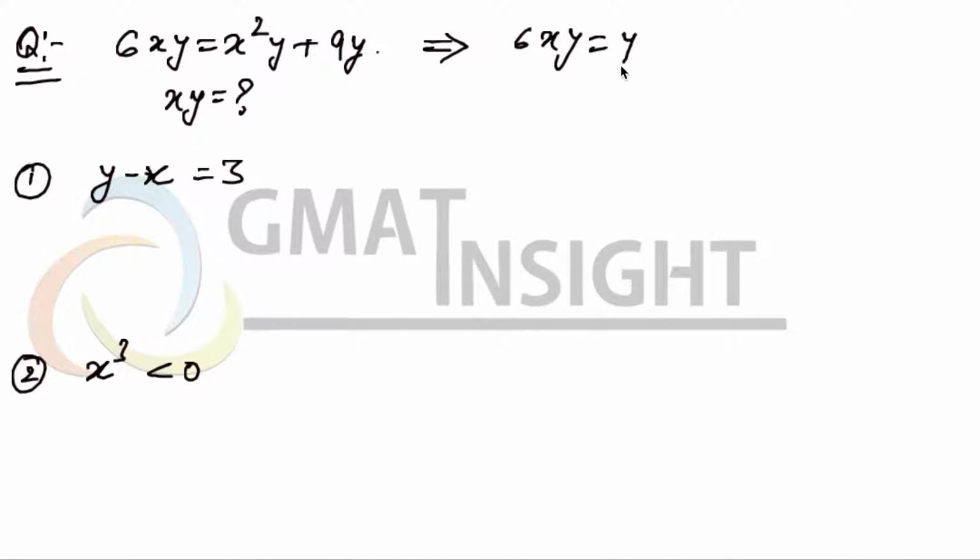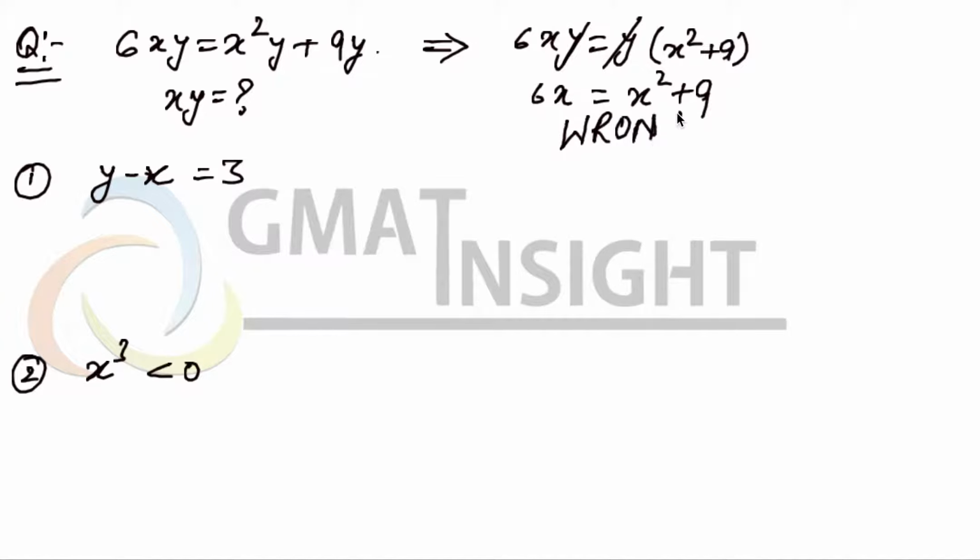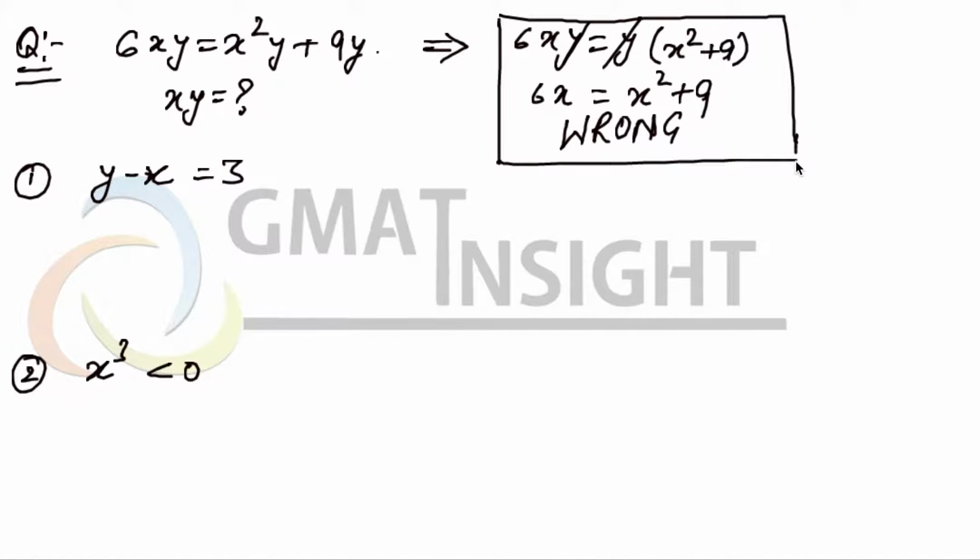6xy is equal to y taken common, x square plus 9. y getting cancelled out. So 6x is equal to x square plus 9. And then they go further with this. If you have done anything like this, write down that this is a wrong way of going forward. This is the one learning.